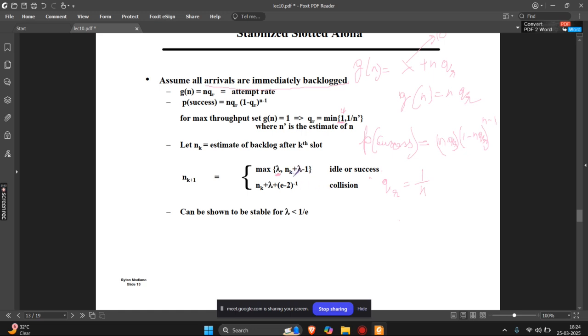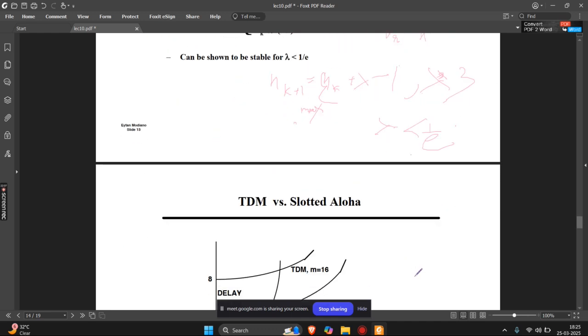And from there, our value of nk plus 1 will be nk plus lambda minus 1. We will decrease like that, but provided this is greater than lambda. If it is less than lambda, then we will take lambda, because it cannot go lower than lambda. Now this can be shown to be stable for lambda less than 1 by e. So this stabilized slotted ALOHA is stable. It won't grow exponentially, provided we keep the arrival rate at less than 0.368.